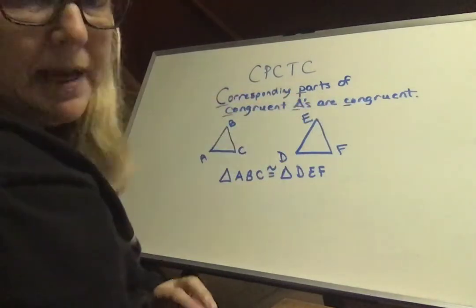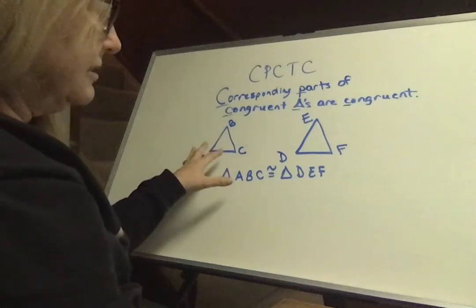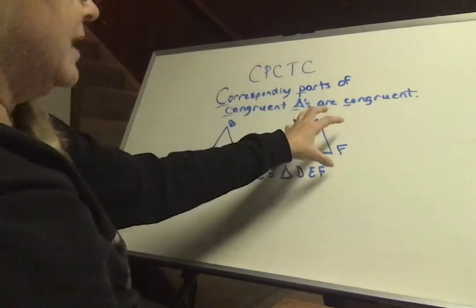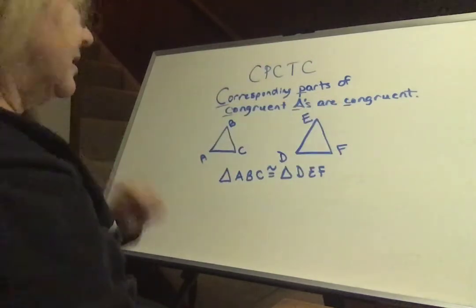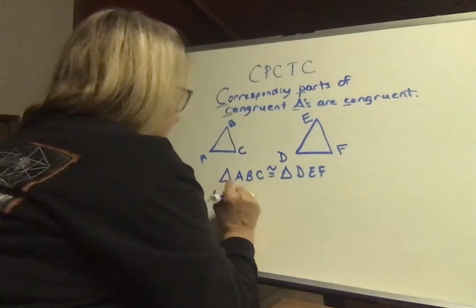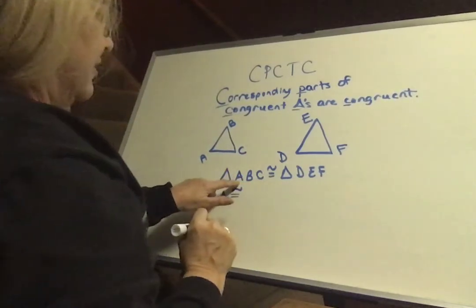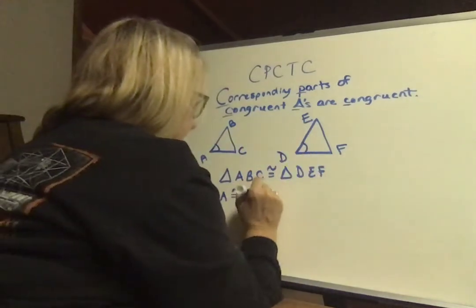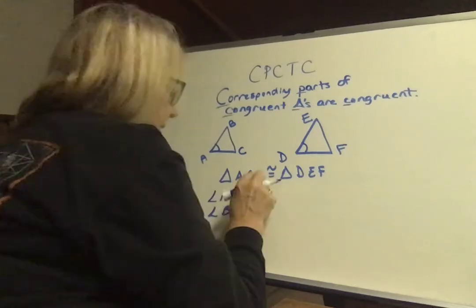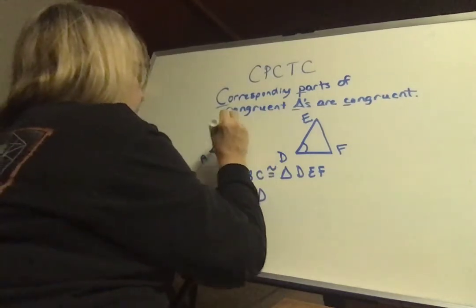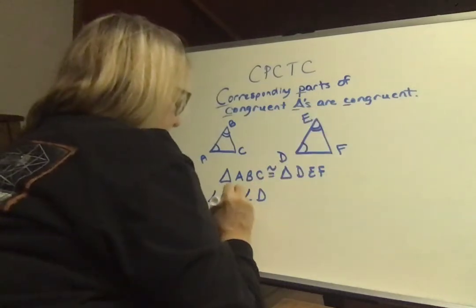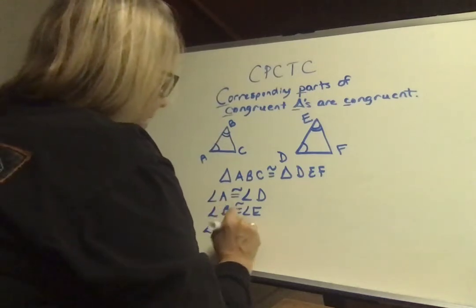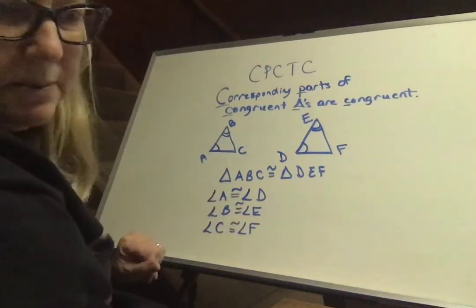So triangles are made of parts, 3 angles and 3 sides. So each of these 3 angles match up, correspond, are congruent to each of these 3 angles. So angle A is congruent, first letter, can you figure out? Angle A is congruent to angle D. And angle B, second letter, is congruent to angle E. And then the ones not marked, angle C is congruent to angle F. So all 3 pairs of angles match up.